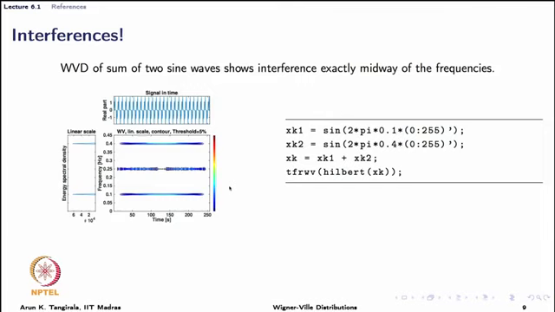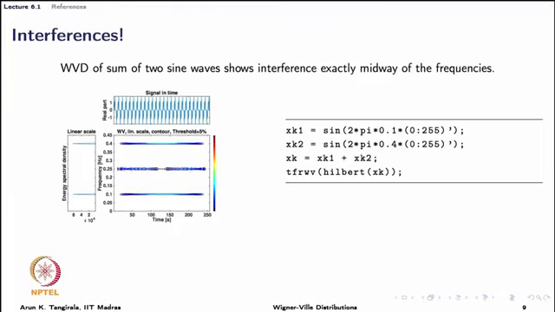So, the Wigner-Ville of sum of two sine waves shows interference exactly midway of the frequencies. Now, that is both good and bad, and I will tell you what is the bad news first. The bad news is of course the interference. Once again I illustrate this for you first, and then we will just quickly talk about the theory and wind up. So, I have generated two sine waves of frequency 0.1 cycles per sample and 0.2 cycles per sample. I have added them up, computed the Wigner-Ville.